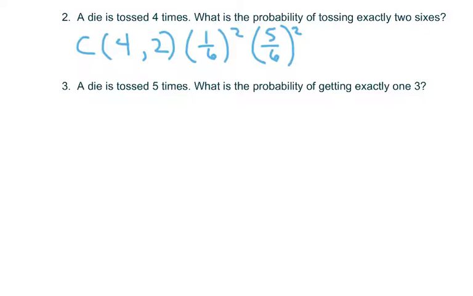So when you multiply all this out, you're going to get 25 over 216, which is approximately 0.116.